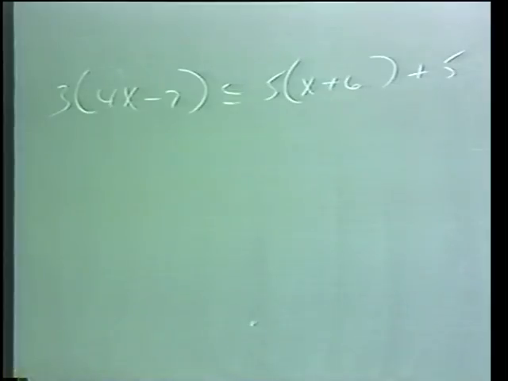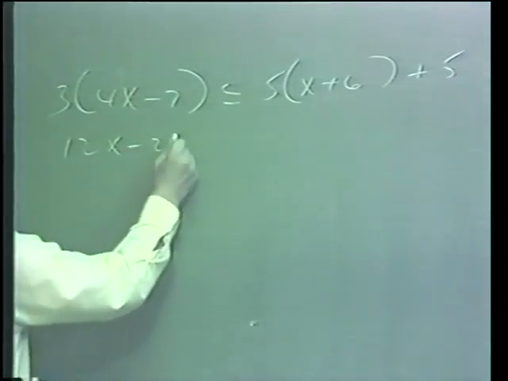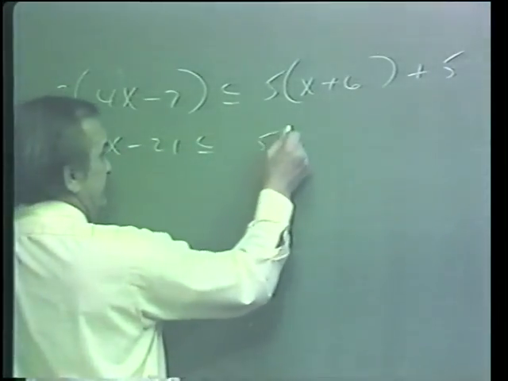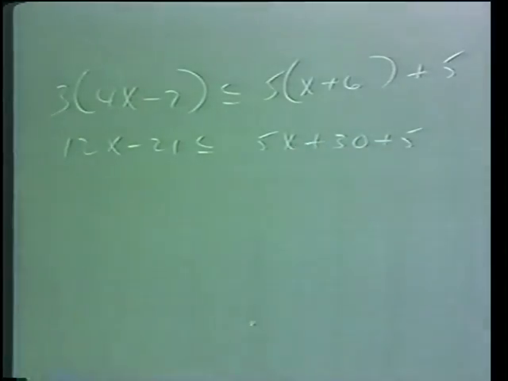I think this comes out real nice. Remember, you solve this the way you would any equation. First step says clear fractions. We don't have any fractions. Second step, clear parentheses. We have parentheses. If I clear them, I have 12x minus 21 is less than or equal to 5x plus 30 plus 5.